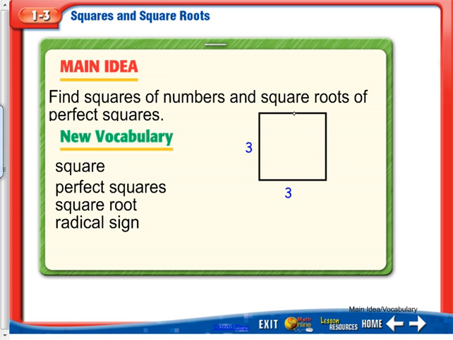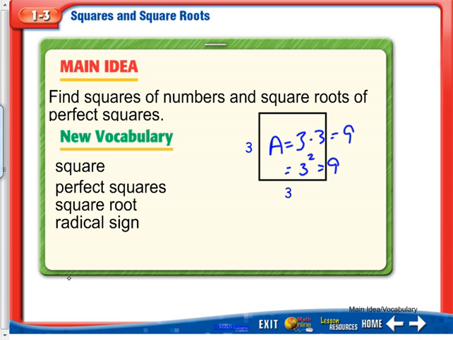For an example to start with, I started with a square and the sides measure 3 units each. A square, we know, has all sides equal. If we're talking about the area of this square, we would do 3 times 3, which equals 9. Another way to write that would be 3 to the second power, or 3 squared, which also equals 9. Perfect squares are those numbers where we take whole numbers and we square them, and the result is a perfect square.